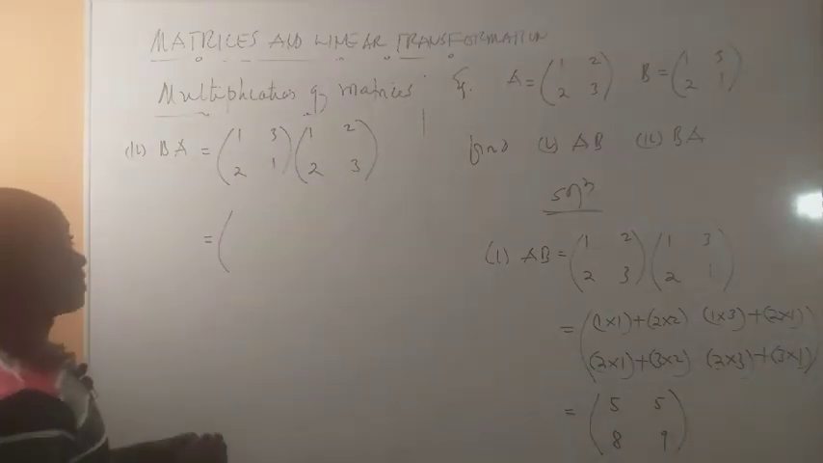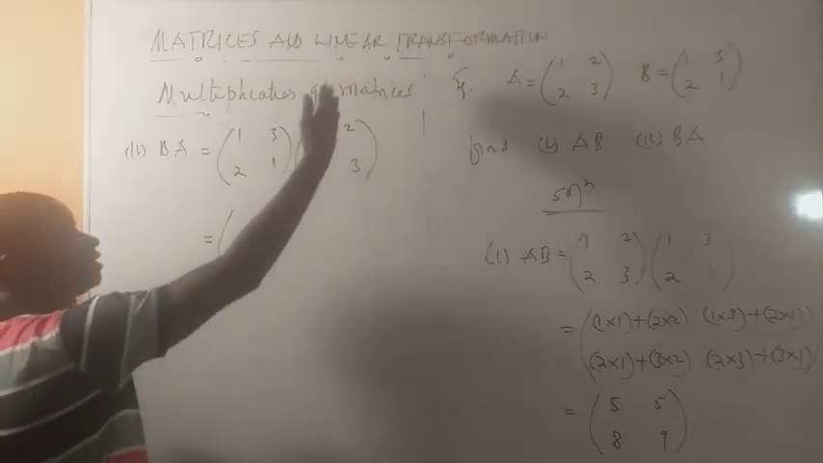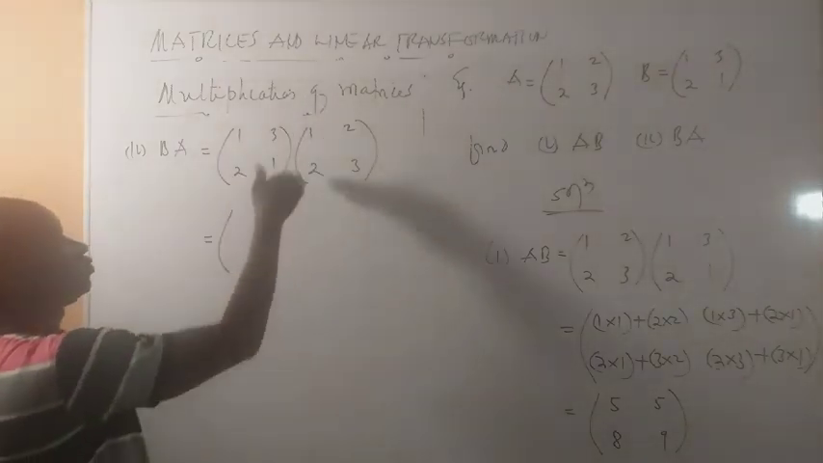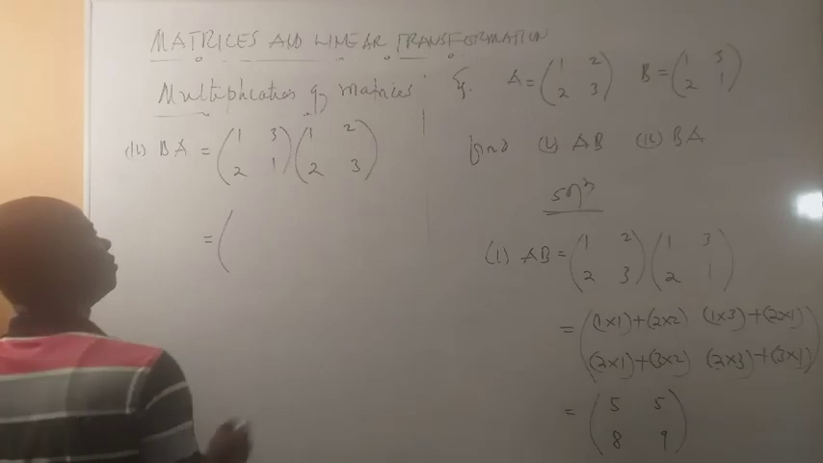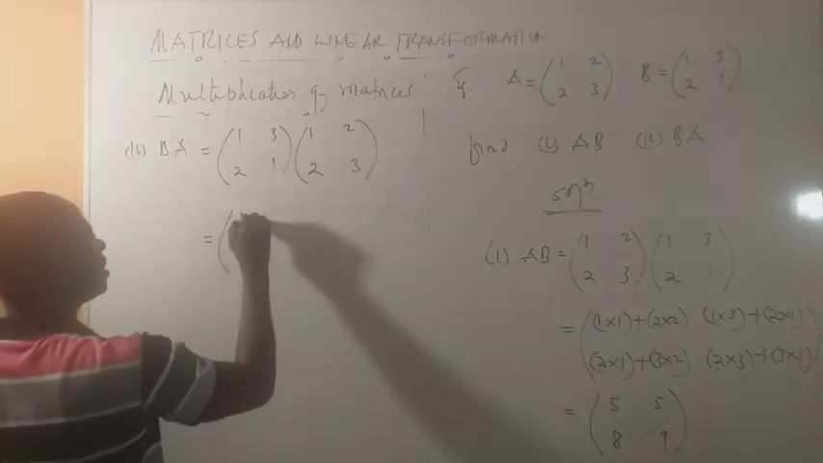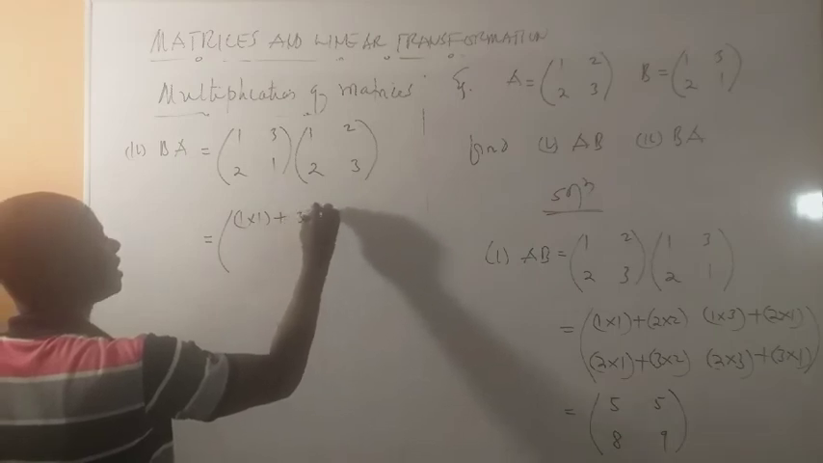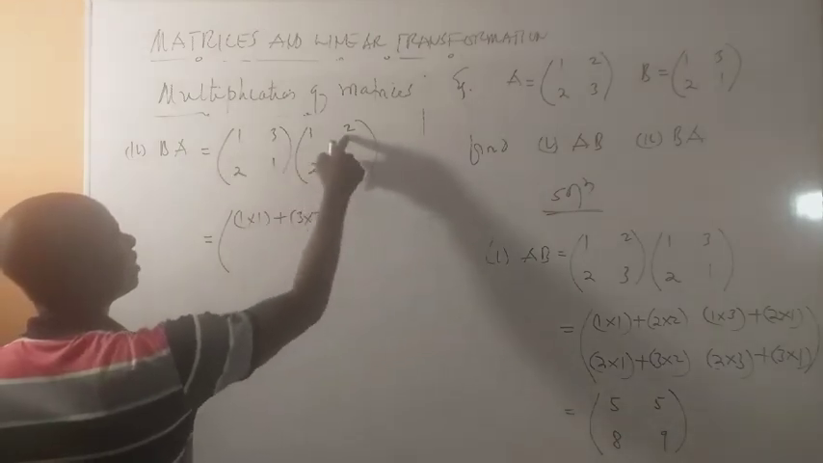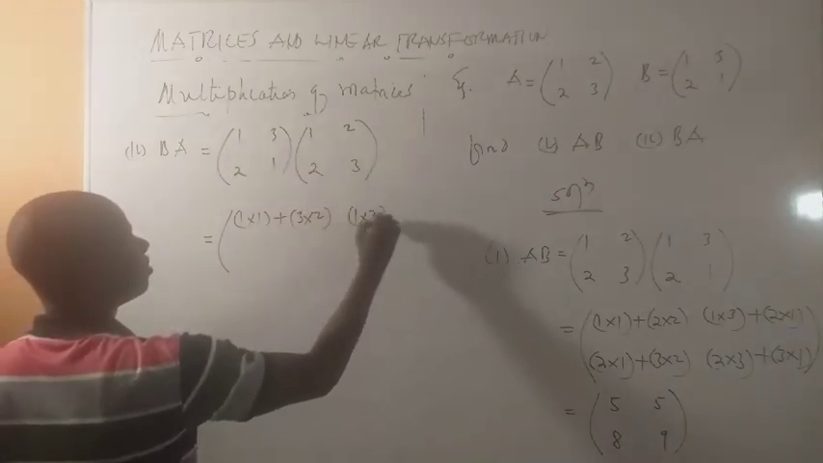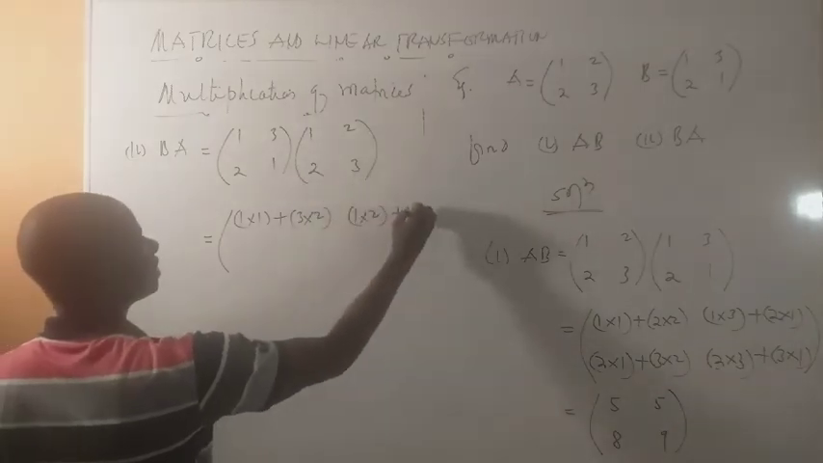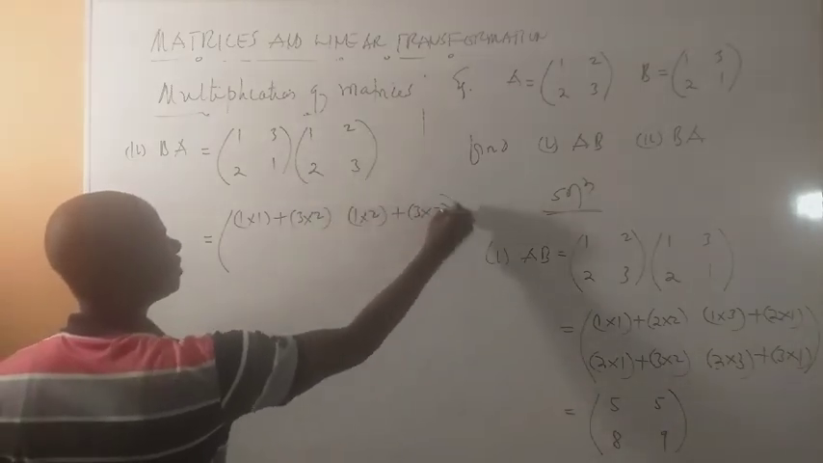So I told you with the multiplication of matrices, the first row will multiply the 2 columns. Then the second row also multiplies the 2 columns. Now we have 1 times 1 plus 3 times 2. Then we have 1 times 2 plus 3 times 3. So we are done with the first row.